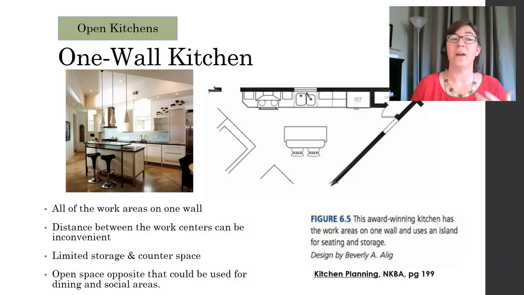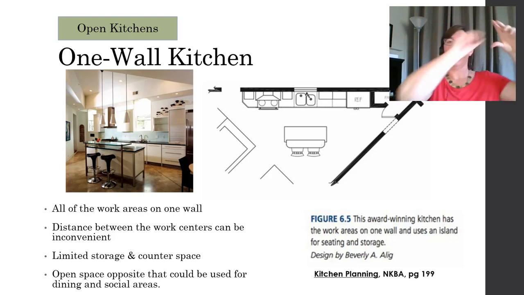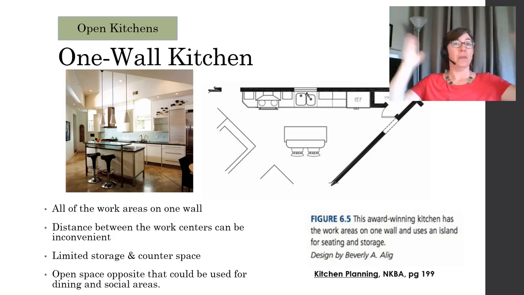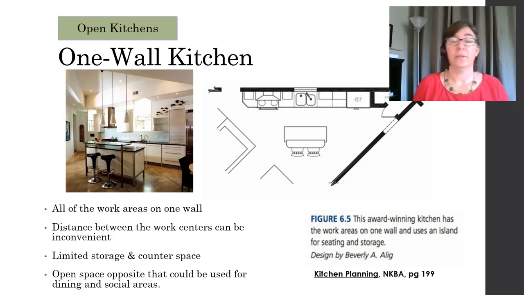Let's talk about a one-wall kitchen. All three work areas, all three major centers are on one wall. Sometimes this can be inconvenient because if you have the three in a row, your first and third center are quite far apart from each other. So you have to watch out for inconvenience. But for a small kitchen, the one-wall kitchen can be your best option.